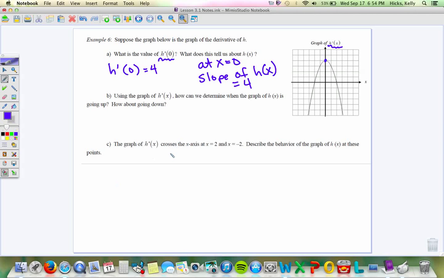Let that sink in just for a second. Okay, let's look at b. Using the graph of h prime of x, how can we determine when the graph of h of x is going up or going down?